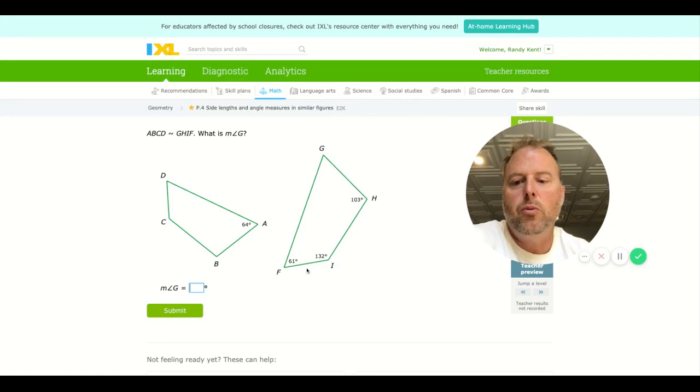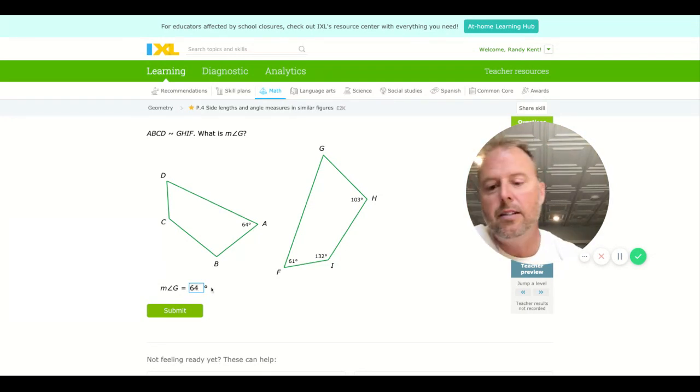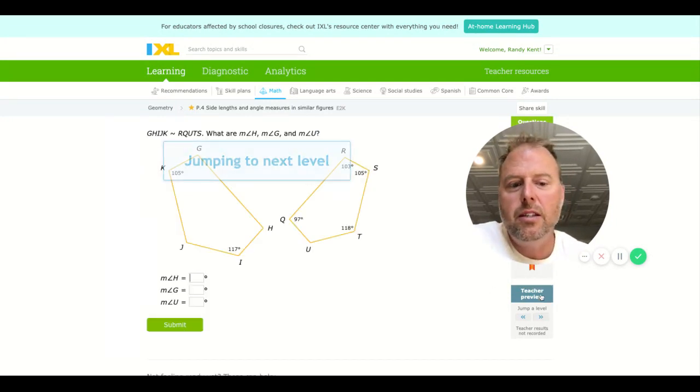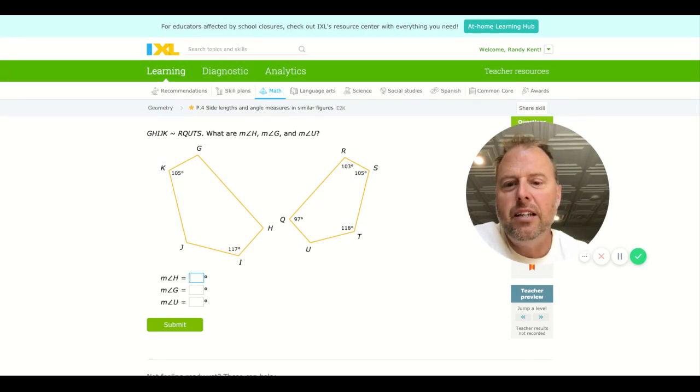So G is what we're looking for, and G is over here. Well, if we rotate it, A is going to be the same as G, which I know by looking up here, A and G have to be the same. So if A is 64, G also has to be 64. And that's going to continue with this one. Let me just see if there's anything else up here. Again, this is just a matter of rotating and getting the figures to match up. And that's what's going to happen as you go along.